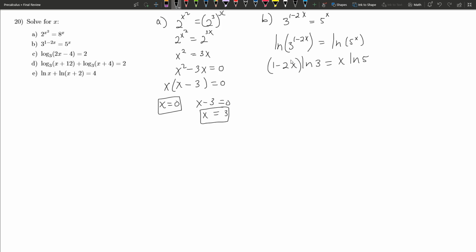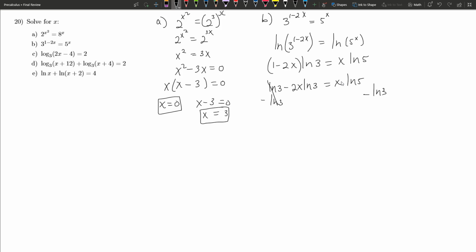Let's distribute this ln of 3 into each of those, because I need this x out of there. So ln of 3 times 1 is ln of 3. ln of 3 times 2x, well, there's a minus there, so let's put a minus, is 2x ln of 3. And this side is nothing to do, so we just leave that as it is. Now I want my x's together, so I'm going to subtract ln of 3 on both sides.